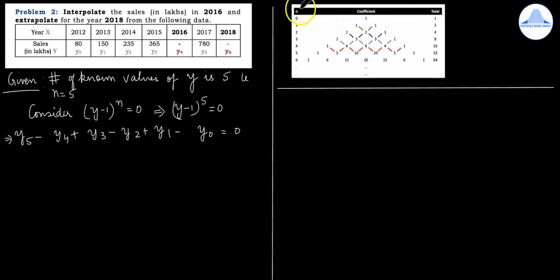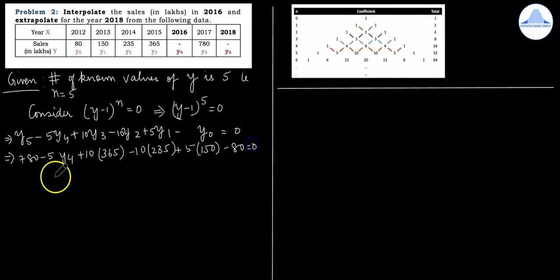Then with the Pascal's triangle, under n column, look for 5 and see what are the coefficients. The coefficients are 1, 5, 10, 10, 5 and 1. So 1 we usually don't write. Then here you write 5, then 10, 10, 5 and 1, which is equal to 0. So which implies 780 minus 5 y4 plus 10 into 365 minus 10 into 235 plus 5 into 150 minus 80 is equal to 0.